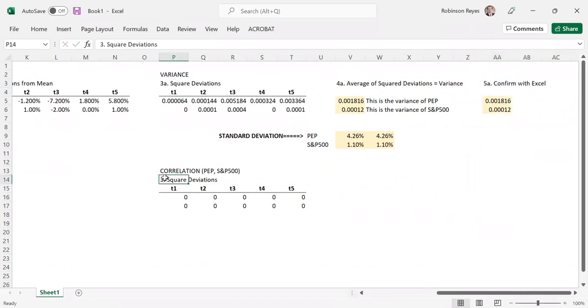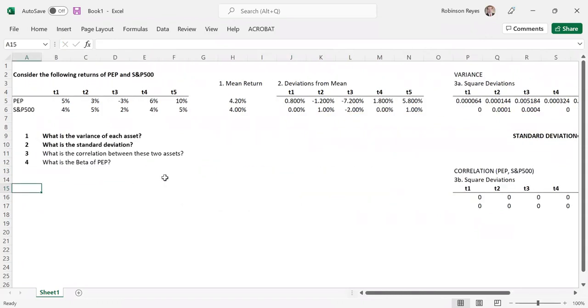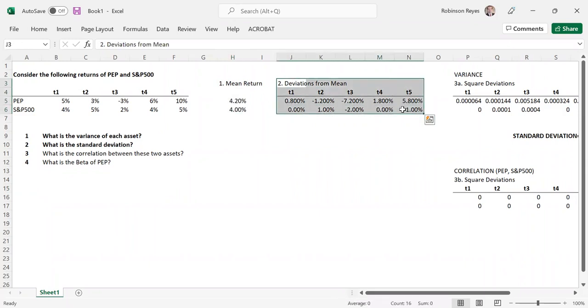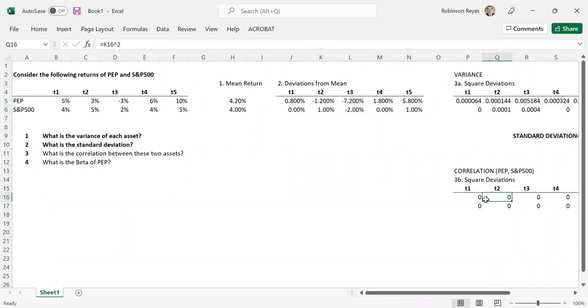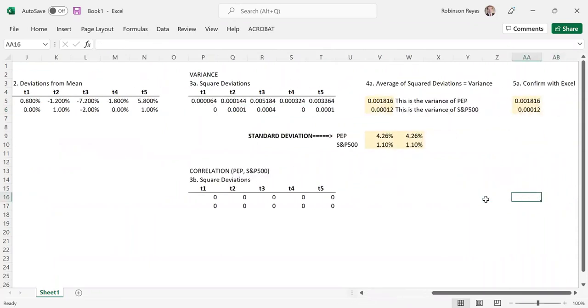And now let's name this one 3B. If we want to calculate the correlation between Pepsi and the market, the first step is the same. You need to get the mean return. The second step is the same. You need to get deviations from the mean for each one of the periods, in the case of Pepsi and also in the case of S&P 500. Okay, now we're almost done. We go to correlation, and in the case of correlation, step 3 is different.